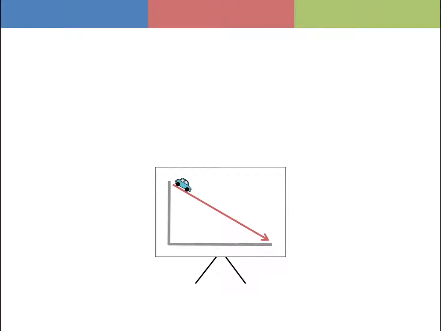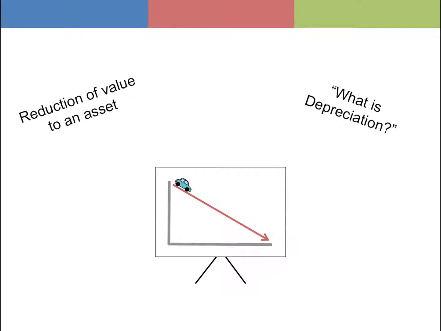Today's video is looking at what is the reducing balance method of depreciation. The reducing balance method is one of the main methods to calculate the depreciation of an asset. If you don't know what depreciation is, it is the reduction of value to an asset. Additionally, you can find out more about this on a previous video called What is Depreciation? Let's go back to the reducing balance method.